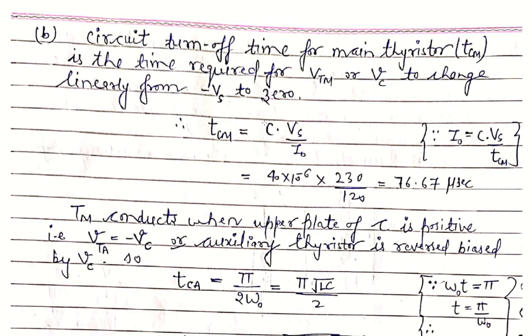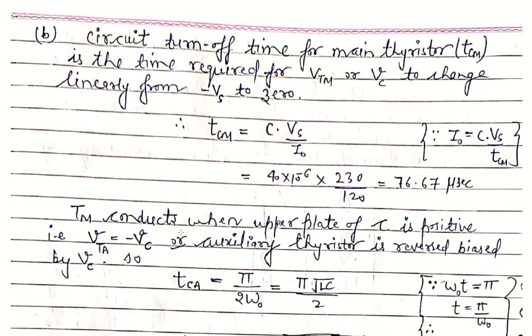And if you put these values, 40 microfarad, 230 volt for the Vs, and I naught to be 140, then it is 76.67 microsecond. It is the circuit turn-off time, and the auxiliary thyristor Tm conducts when the upper plate of the C is positive, that is VTA equals minus Vc.